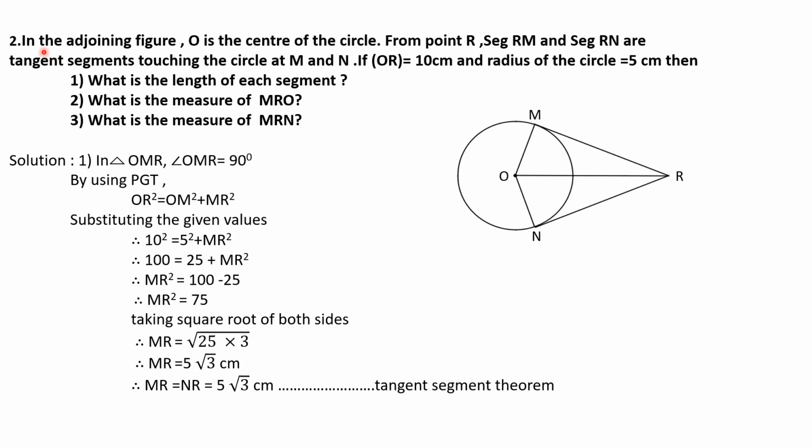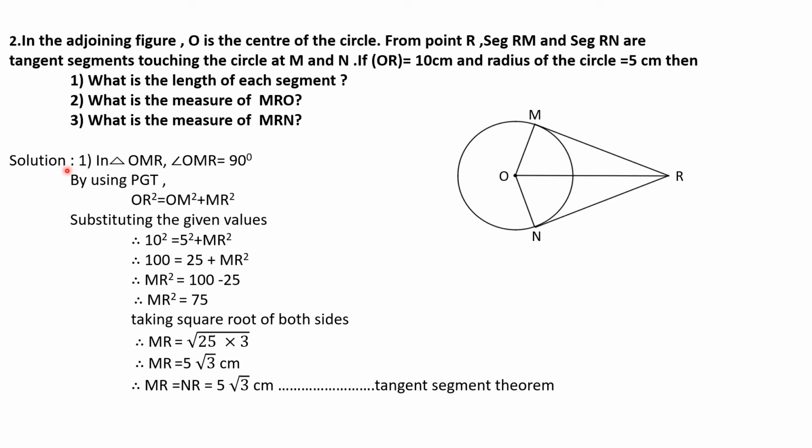Now we see example number 2. In the adjoining figure, O is the center of the circle. From point R, seg RM and seg RN are the tangent segments touching the circle at point M and N. If OR is 10 cm and the radius of the circle is 5 cm, then what is the length of each segment? What is the measure of angle MRO and what is the measure of angle MRN?